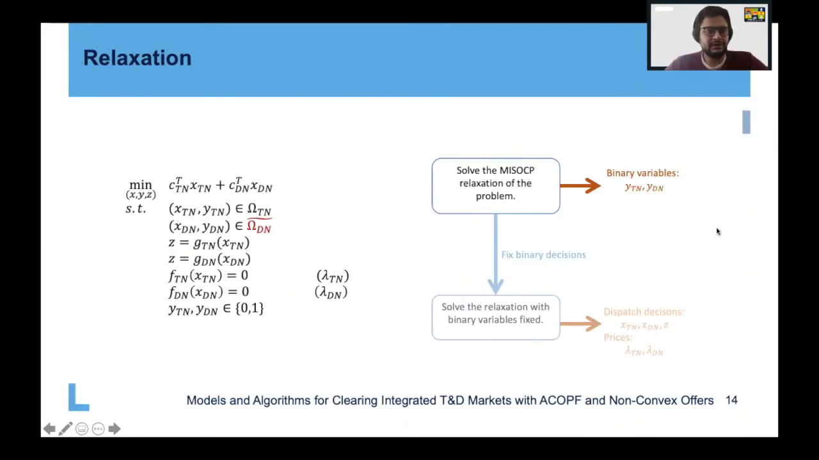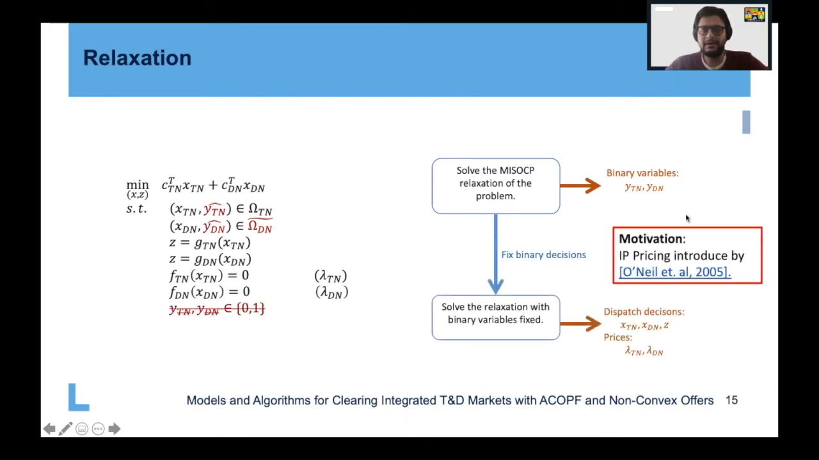Okay, so for the relaxation approach, we make an SOCP relaxation of the AC power flow equations in the distribution network. And we will solve this problem in two steps. First, we solve the mixed-integer SOCP in order to get the binary variables. And then we solve the same problem, fixing the binaries, in order to get the dispatch decisions and the LMPs. And this is motivated by IP pricing introduced by O'Neill in 2005.